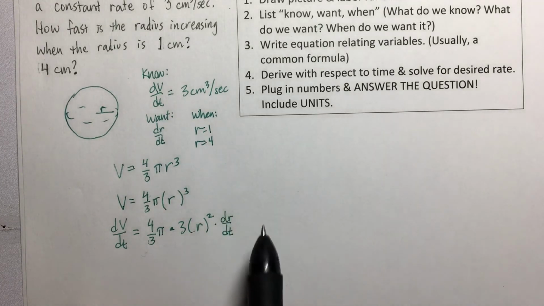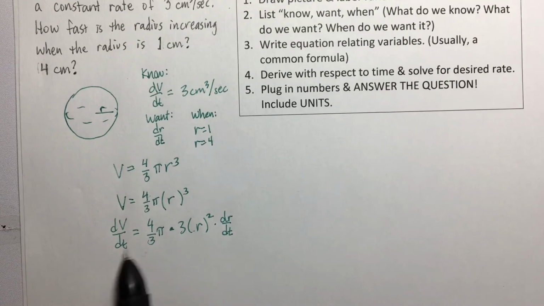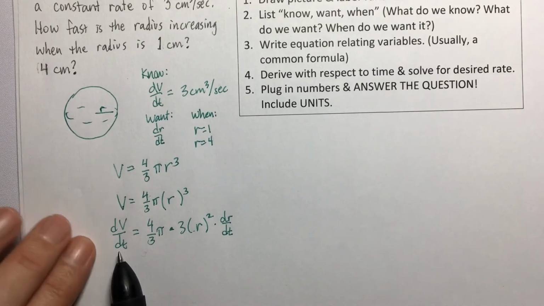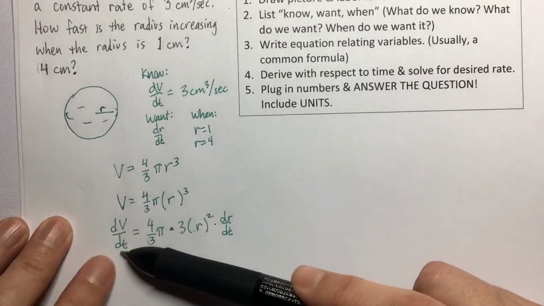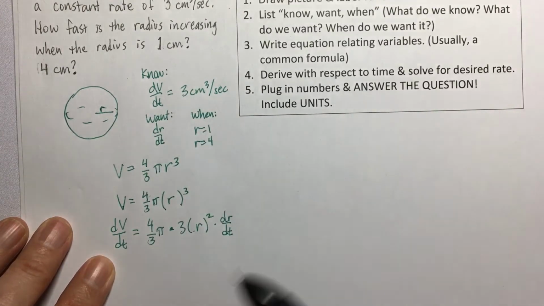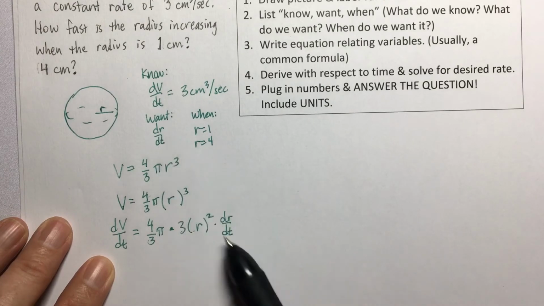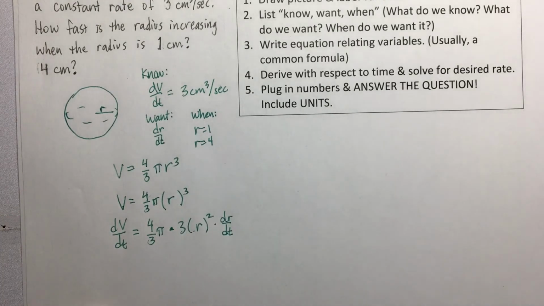Quality control step here, looking at this equation, this derivative we've just written, is there a place to put the things we know, the dV/dt? Yes. Is there the thing we want? Yes. So that's good to check, and go, is the thing I want showing up? Because if it didn't show up, you messed up.